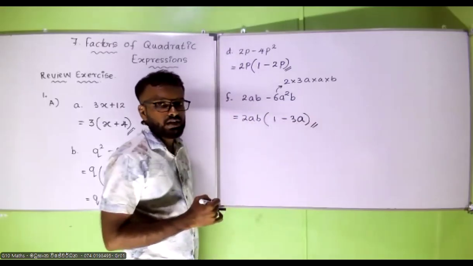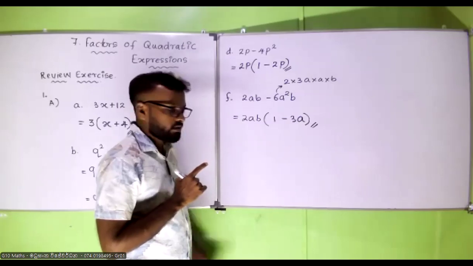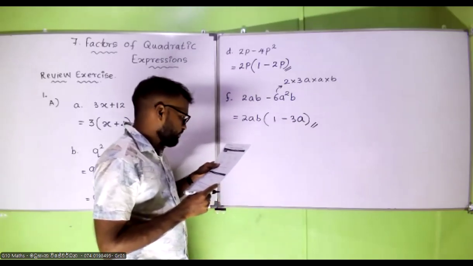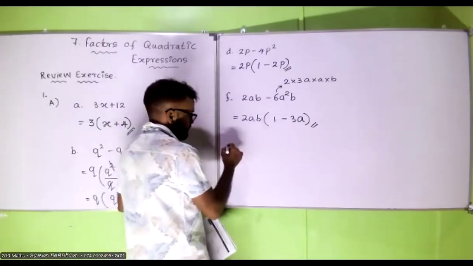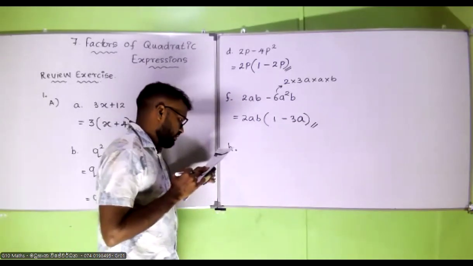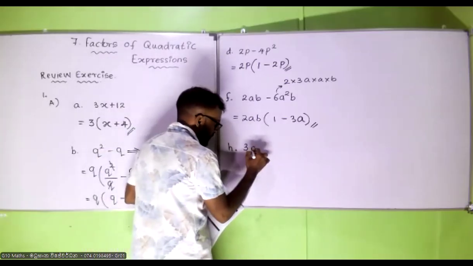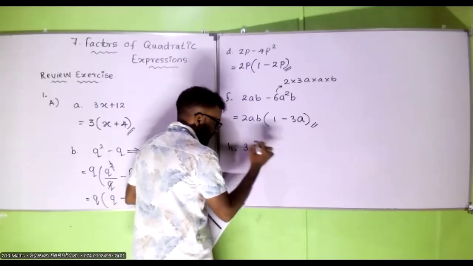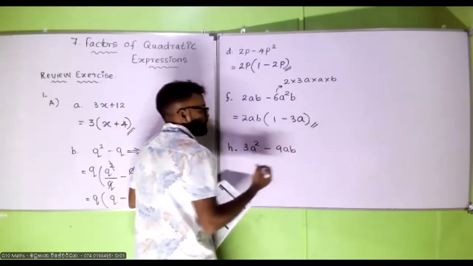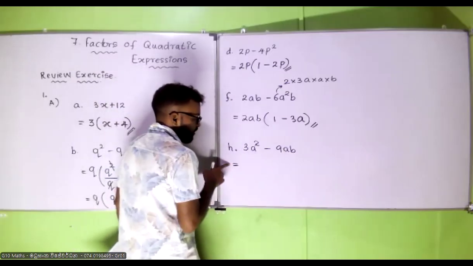Okay, if you cannot understand, please let me know, I'll do it from the scratch. Correct? Right. That is F. Right, H. 3a to the power 2, right, 3a square minus 9ab. So by looking at this, you can directly say equal mark.